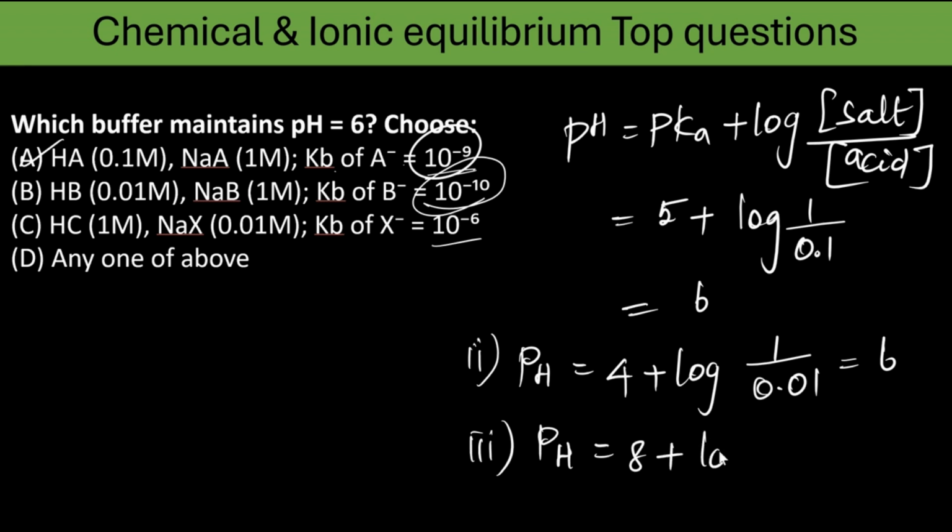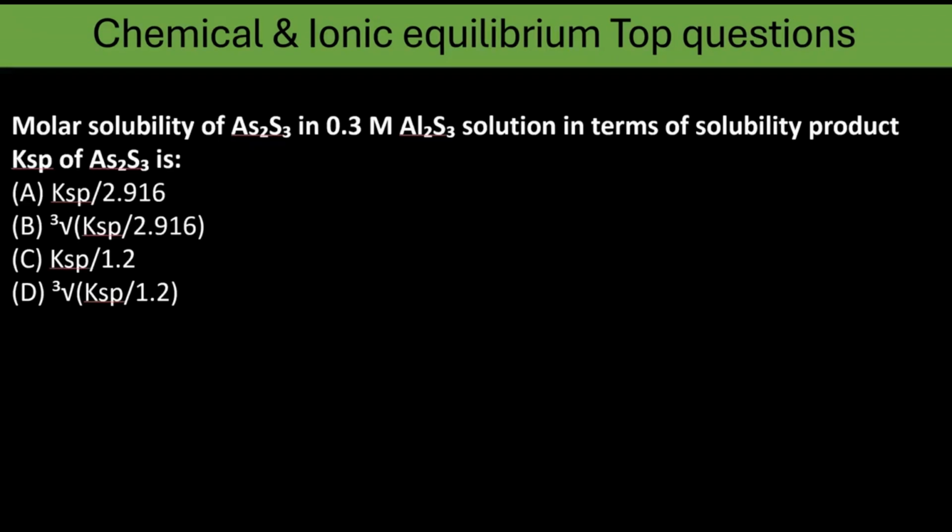So 8 plus log of 0.01 by 1, that is equal to 6 again. So any of the above or all of the above would be your answer. Molar solubility of As2S3 in 0.3 molar of aluminum sulfide solution in terms of solubility product Ksp of arsenic sulfide is.